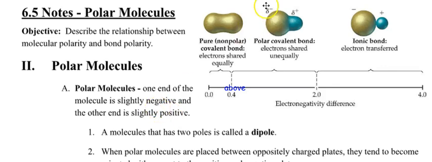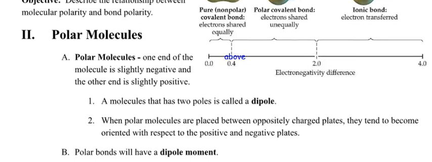And how do I write this slightly? Do you see this up here? That's that Greek letter partial, which is a delta, lowercase delta in the Greek alphabet. So it means partial positive, partial negative right here. Okay, so a molecule that is polar will have two poles, a partial positive and a partial negative pole, and very creative, they called it a dipole. And when these polar molecules are placed between oppositely charged plates, they tend to become oriented with respect to the positive and the negative plates. So they will line themselves up.